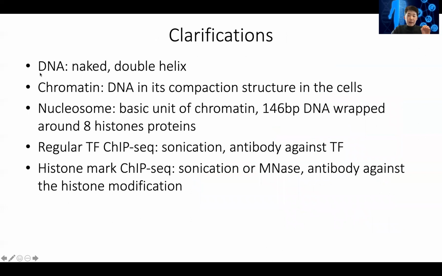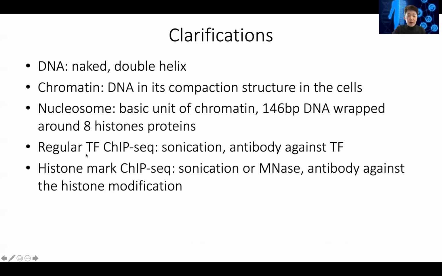When we talk about DNA, it's really the naked DNA double helix without any higher structure. But when we talk about chromatin, it means DNA in its compaction structure in the cell, including nucleosomes, including the higher order compaction, and also the other modifications. Nucleosome is the basic unit of the chromatin. It's 146 base pair DNA wrapped 2 rounds around 8 histone proteins.